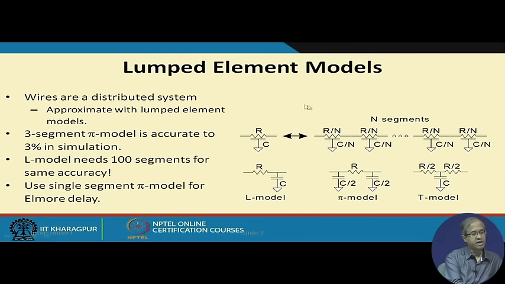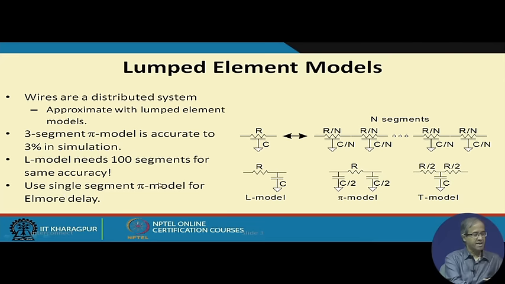Earlier we saw that we often use the Elmore delay model for quick estimation of the interconnection delay when you are doing clock routing and other things, when you are trying to balance the delay, but there we need some estimate which should be quick. If we use multiple levels of these models, then simulation will take time. So, what is done for those cases is that a single segment pi model is used for estimating the Elmore delay, for short wire segments.